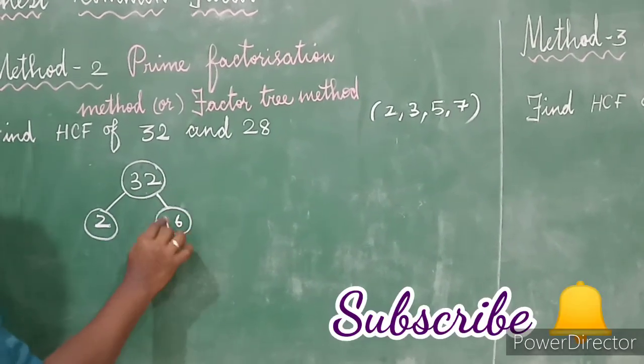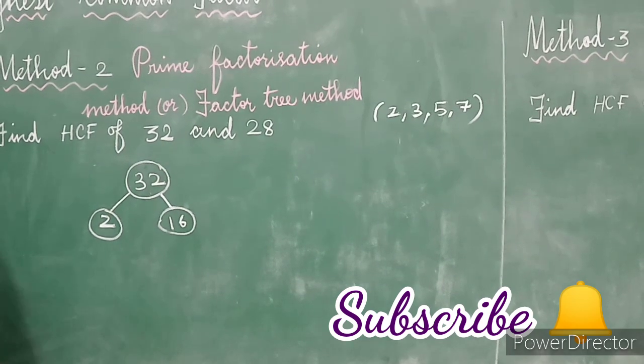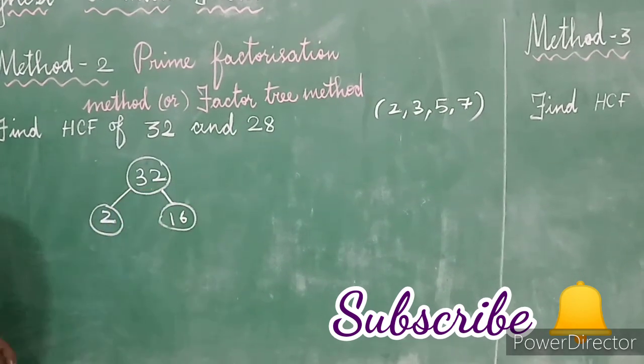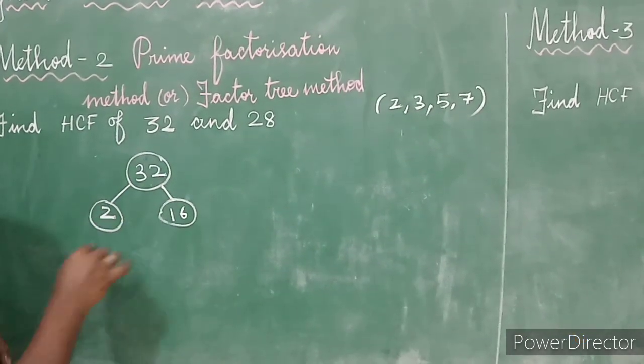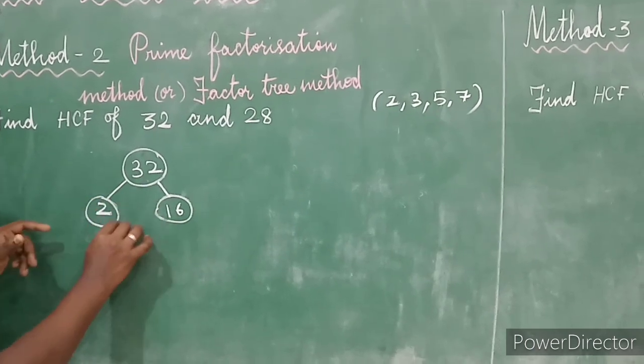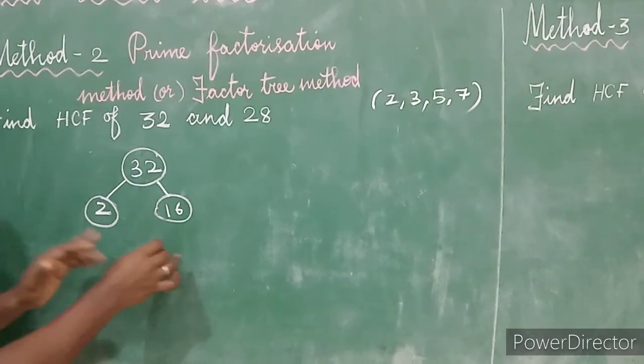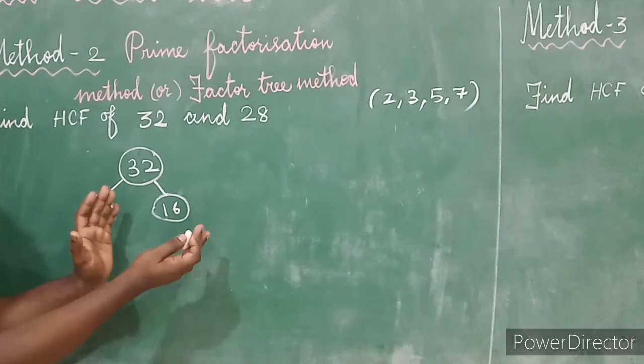So 16 2's make 32. 16 2's make 32. So good. Now, since this has become a prime number, leave out that one. Go to 16. 16 is a composite number.